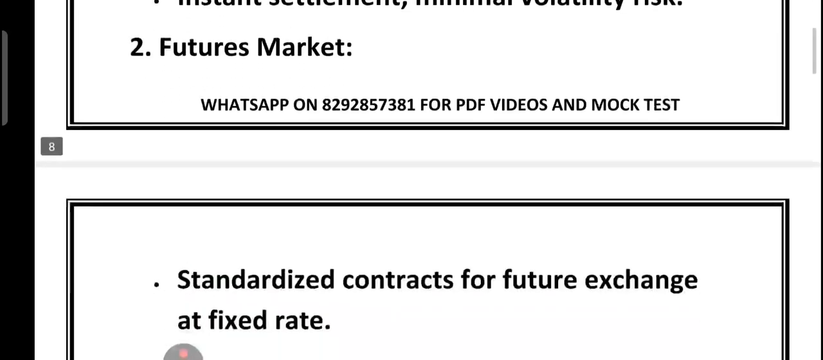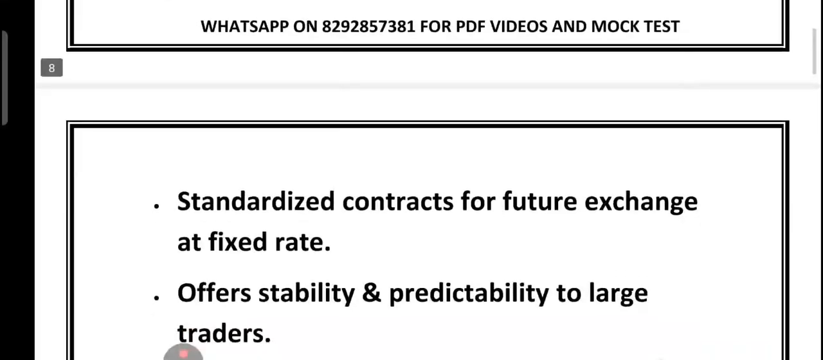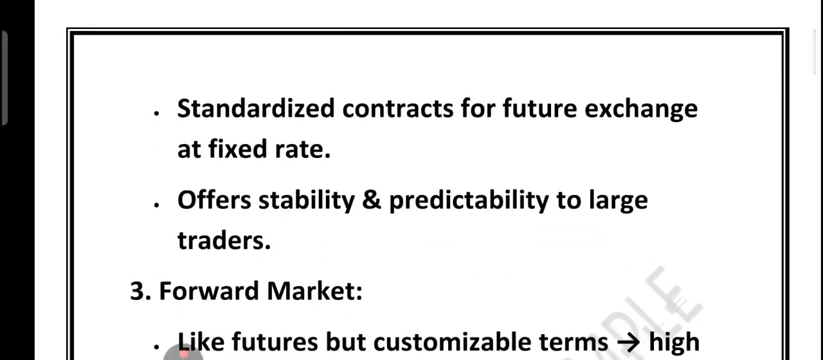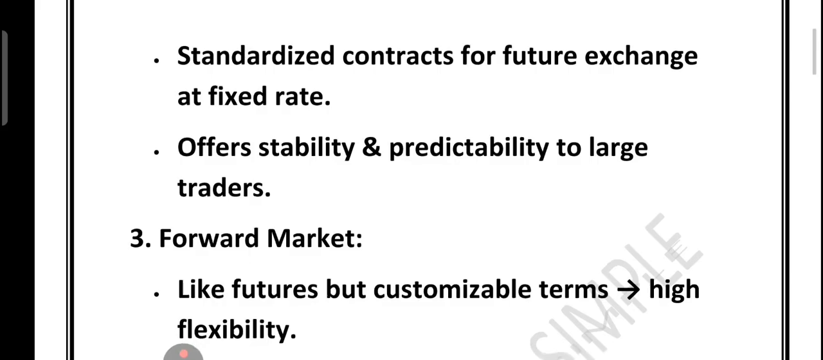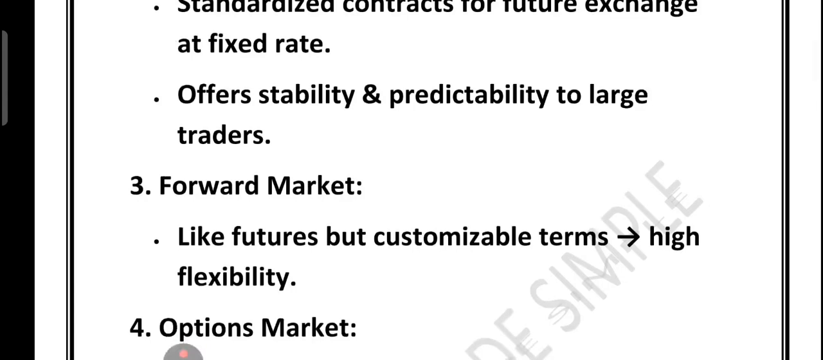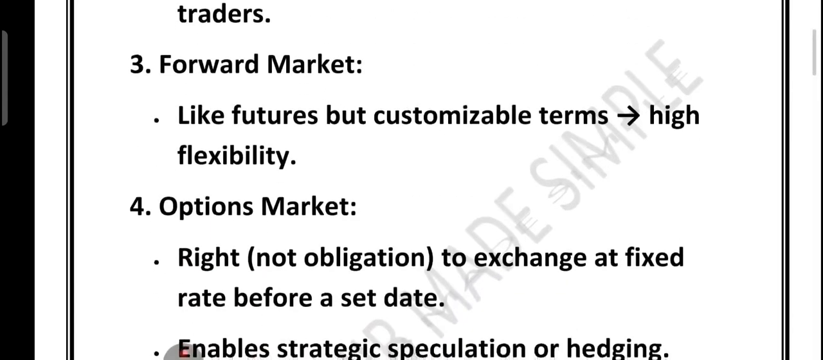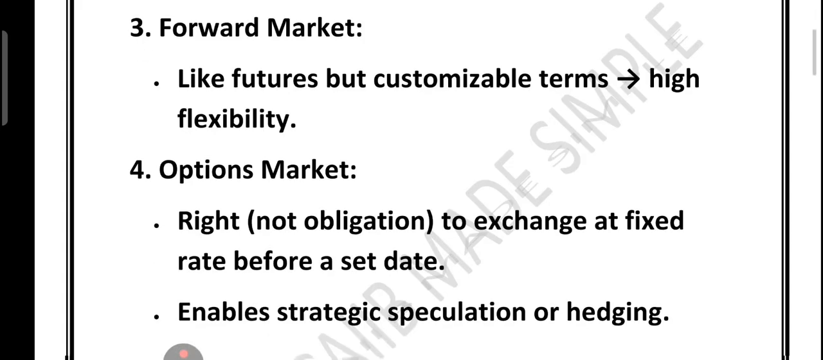The second kind of market we have is the futures market. Whenever I say futures market, what happens? This is a standardized contract for future exchange at a fixed rate. It offers stability and predictability to large traders. The third kind of market we have is the forward market. It is just like a future, but with customizable terms and higher flexibility.